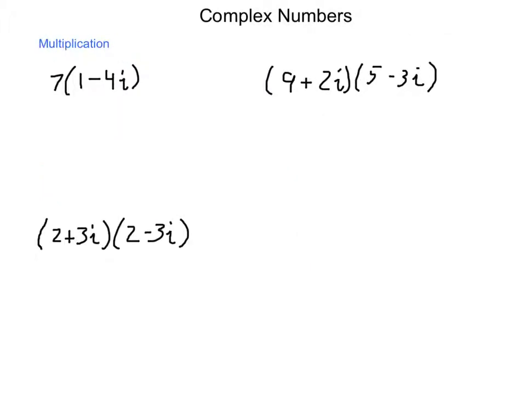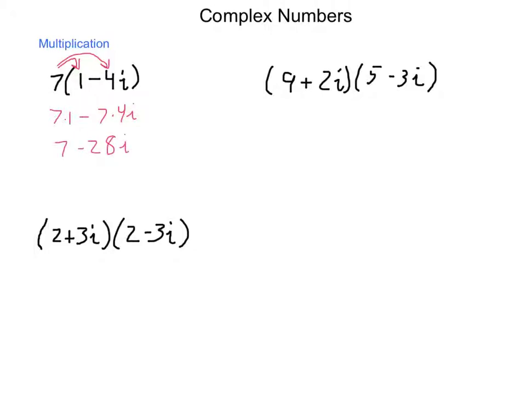In multiplication, we really run across the first major changes between the imaginary portion of complex numbers and the real number world. Let's start with a scalar multiplier. If I have just a 7 sitting outside of a complex number, I distribute that item. So I have 7 times 1 minus 7 times 4i. I get 7 minus 28i.